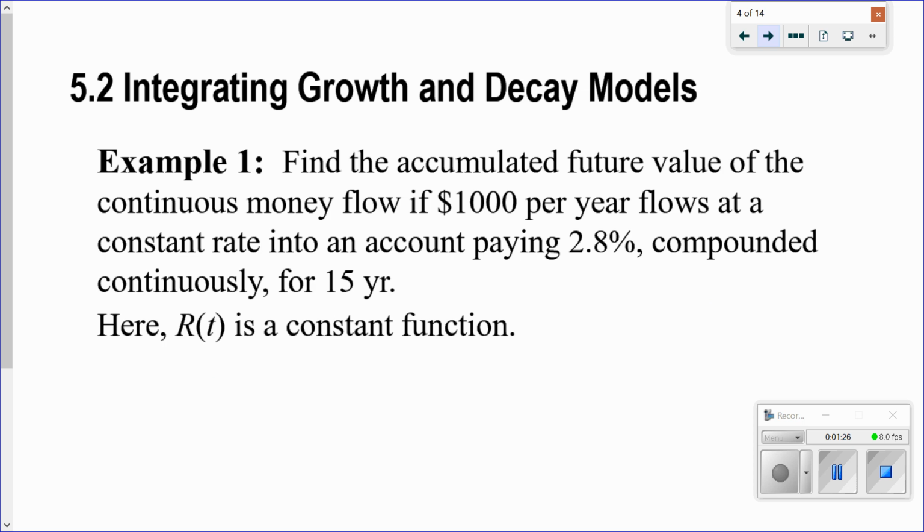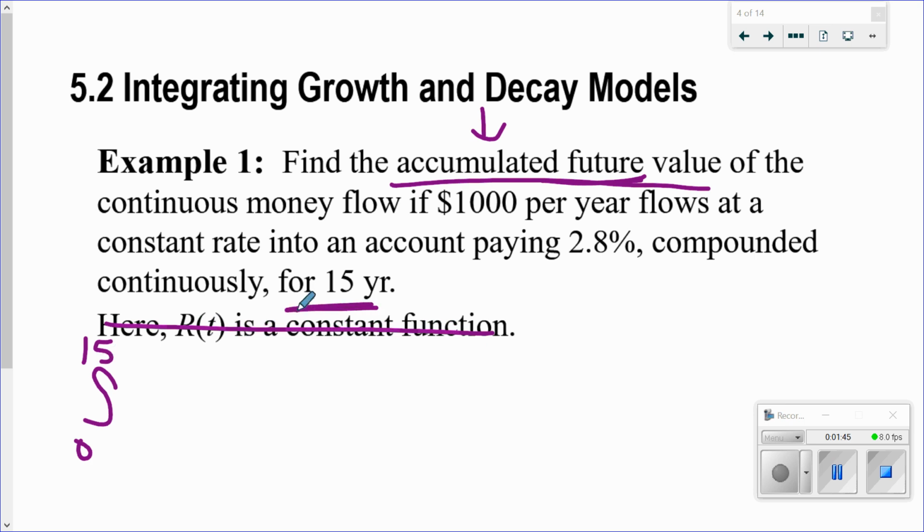All right, so let's try an example of that. Accumulated future value. Those are the words you are looking at. Those are the ones that give you the clue, future value. But this is antiderivative from 0 to 15. We're going for 15 years of $1,000 per year. That's our money flow.